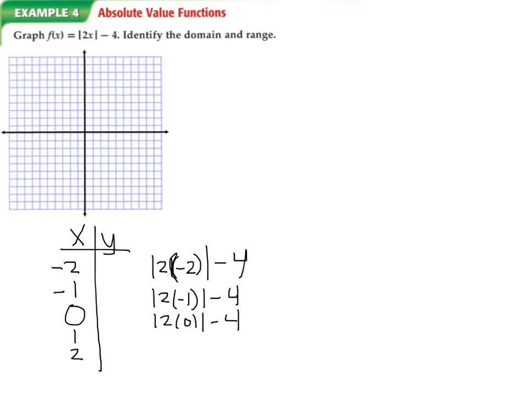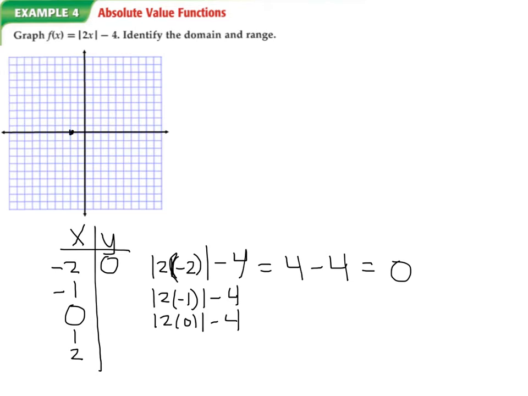So if I evaluate these, I have 2 times -2, which is -4, but the absolute value of -4, remember that's the amount it is away from 0. -4 is only 4 away from 0. We always want to make that a positive. So we'll have positive 4 minus 4, which is 0. So -2, 0 is going to be our first value, and I'm going to go ahead and plot that.